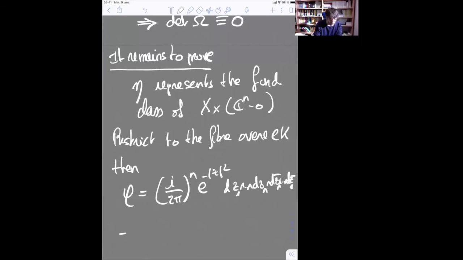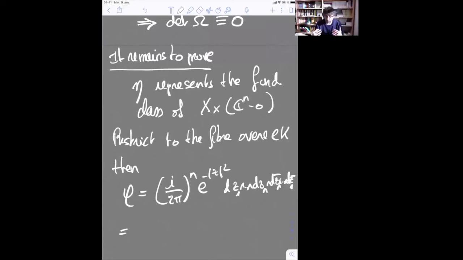Can you actually explain what it means? What do you mean when you say it represents the fundamental class? Oh, it means that X cross Cn minus 0 is homotopy equivalent to Sn minus 1, and so it has a fundamental class, and the closed form represents this class. Okay, thanks.